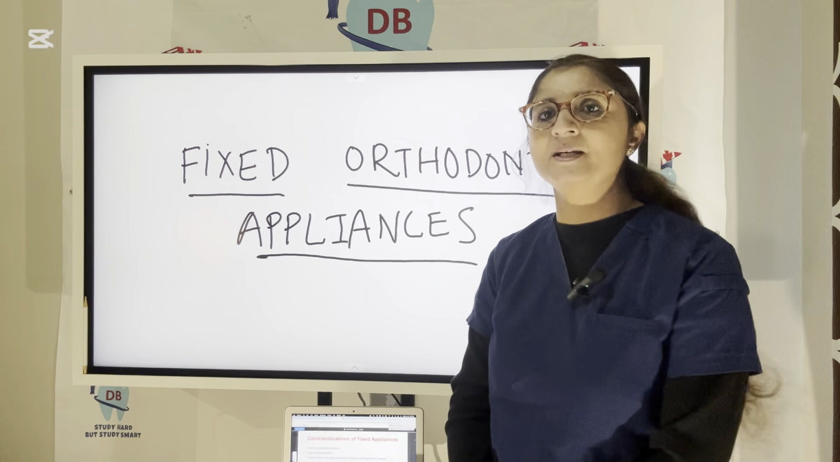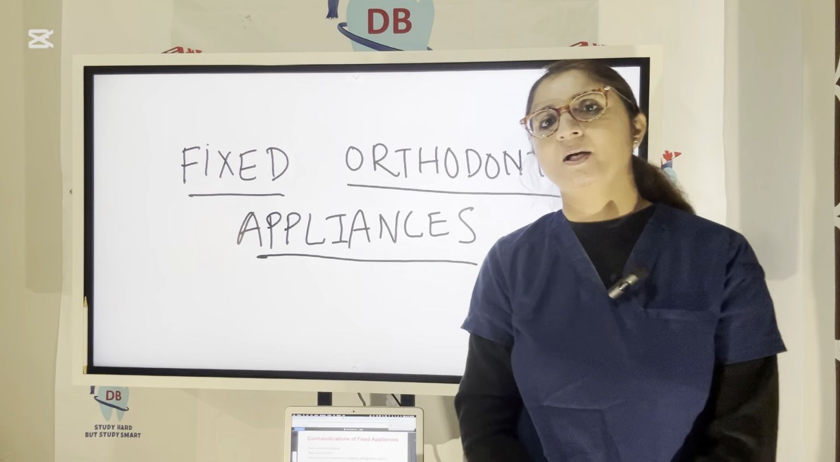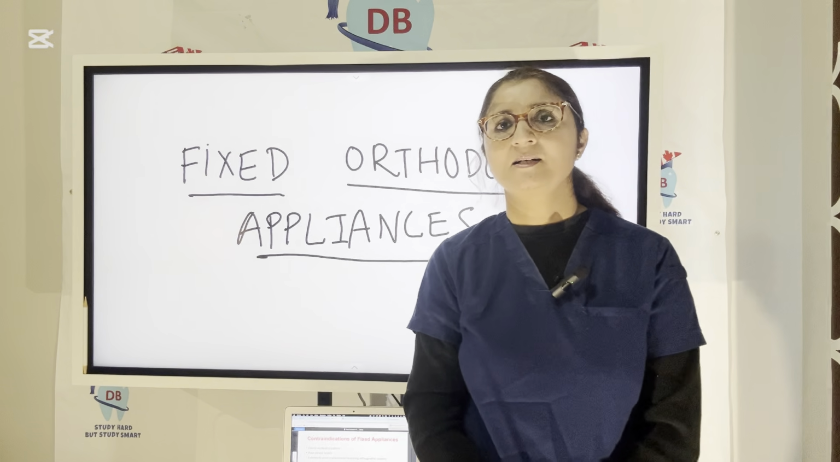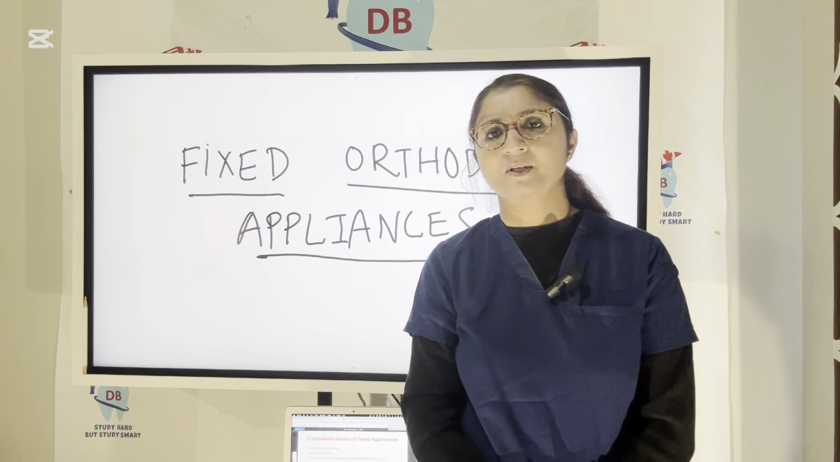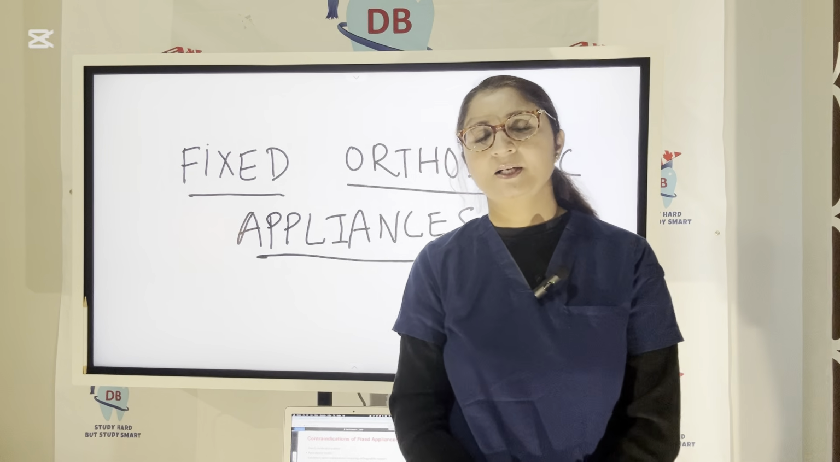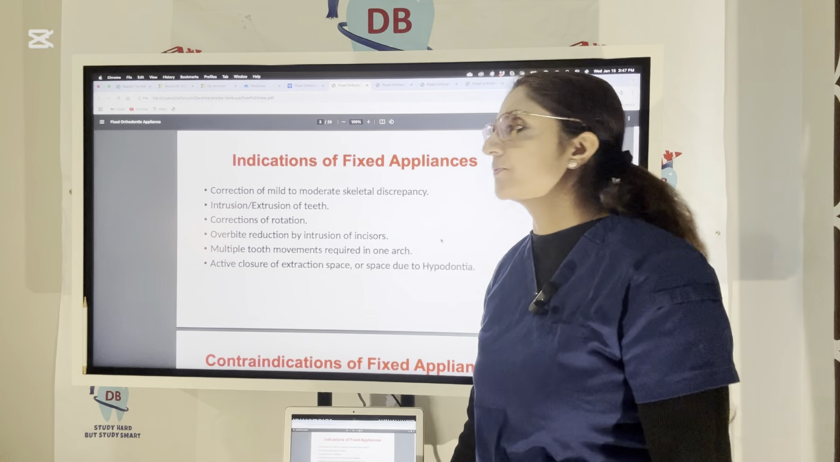So today I have taken a topic of ortho that says fixed orthodontic appliances. That's a very important topic. So in this video, we are going to discuss different types of brackets, ligatures, wires, development or history of the fixed ortho. Let us go deeper and see what all topics are important here. So let us see the indications of the fixed appliance first.